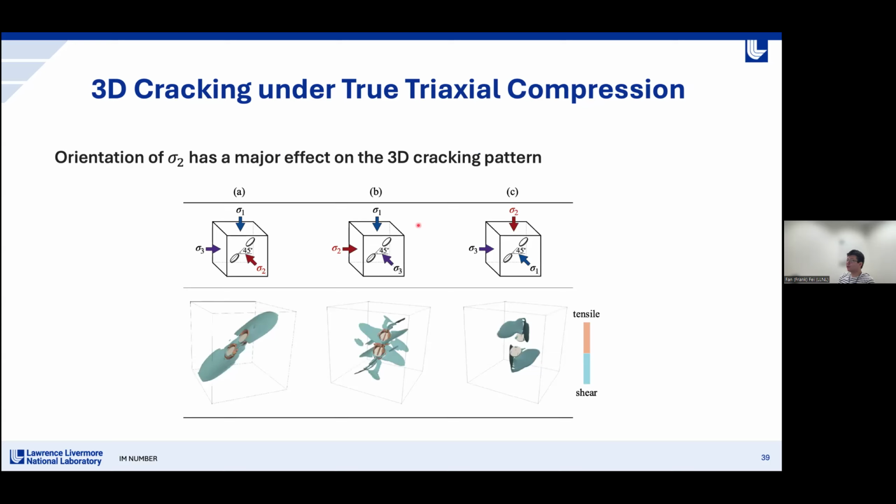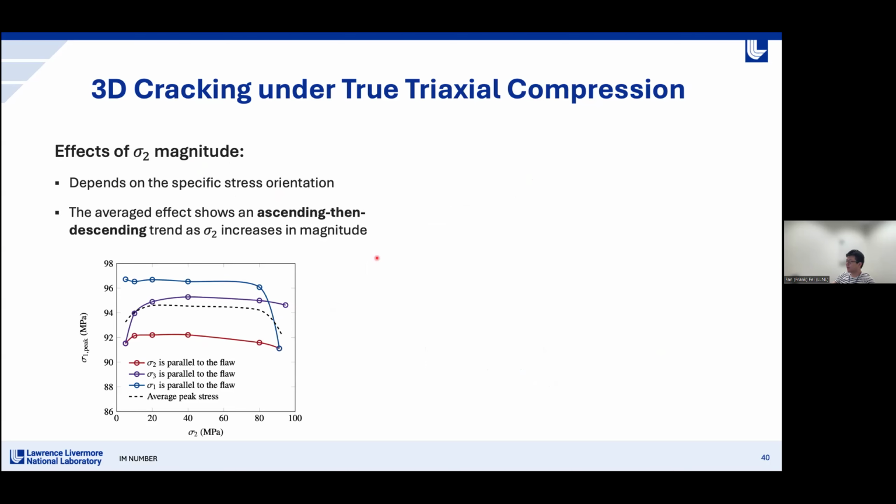Here I'm showing you some representative results we obtained. For this particular result, they suggest that the orientation of the intermediate principal stress has a major effect on the 3D cracking pattern from the pre-existing flaws. And we also study the effects of the stress magnitude, particularly of this intermediate principal stress. We observe that the specific effect depends on the stress orientation.